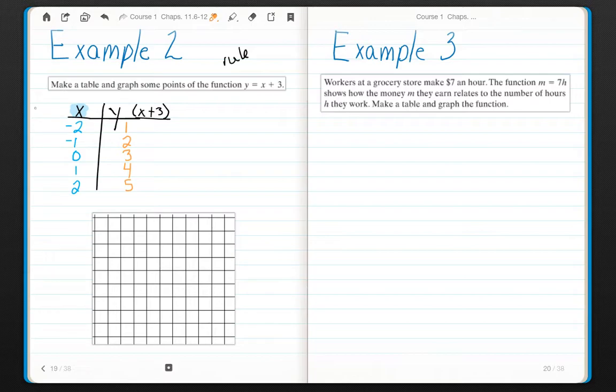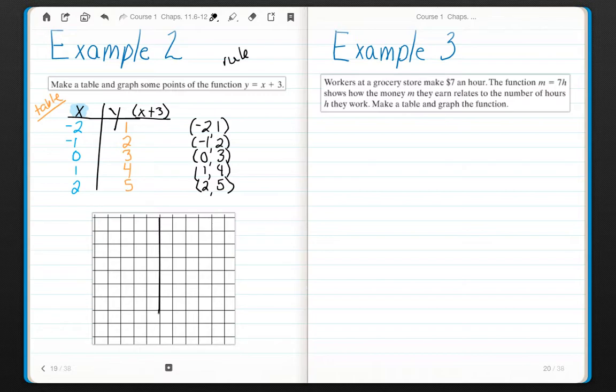So this is my table. You must always make a table before you graph, because these coordinates become my xy coordinates when I graph. Negative 2, 1, here's my ordered pair. Negative 1, 2, 0, 3, 1, 4, and 2, 5. My input, my output become my ordered pair. So let's go ahead and graph this.